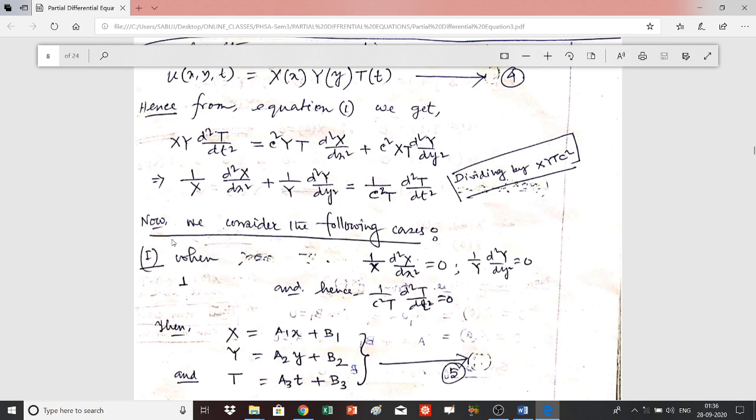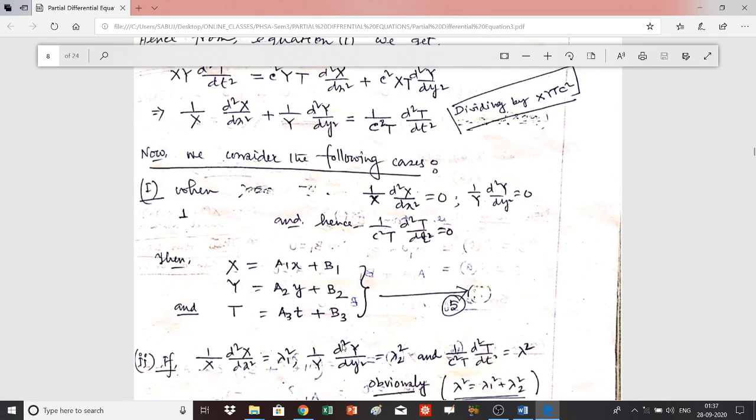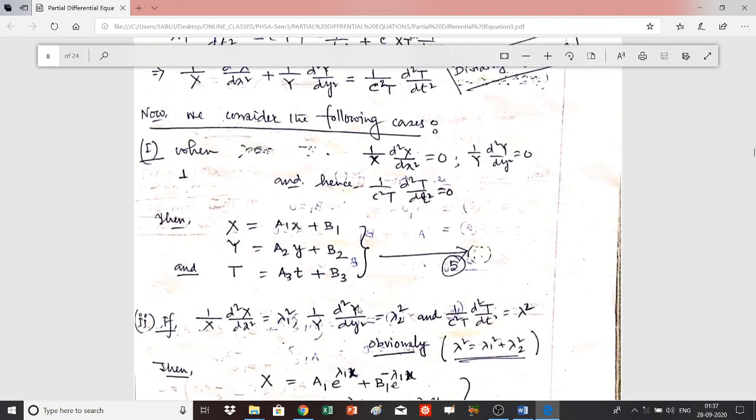So from number 1, this is the following case to be studied. Number 1, when this term (1/X) d²X/dx² is equal to 0. In this case, (1/Y) d²Y/dy² is also equal to 0. And if these two are 0, this should also be 0. Solving this, you get X = a1x + b1, Y = a2y + b2, and T = a3t + b3. So it is no longer necessary to say that all the a's and b's are constants. This is equation number 5.